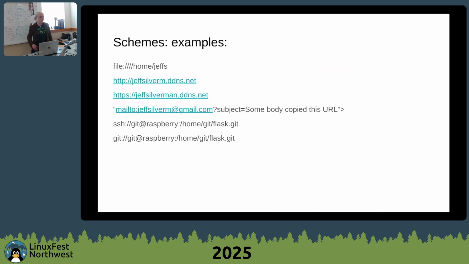Okay, so in these particular URLs, jeffsilverm is the host name, ddns is the domain name, and .net is the top level domain name.